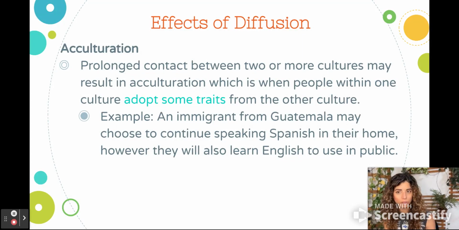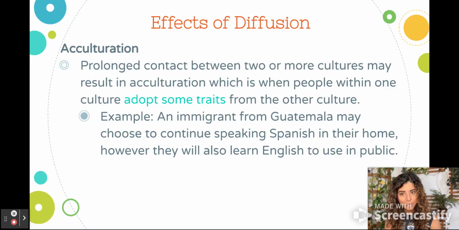So let's start with acculturation. So this is prolonged contact between two or more cultures, and how that may result in acculturation, which is when people within one culture adopt some traits. That's key. Adopt some traits from the other culture. This is something maybe all of us can relate to in some way.